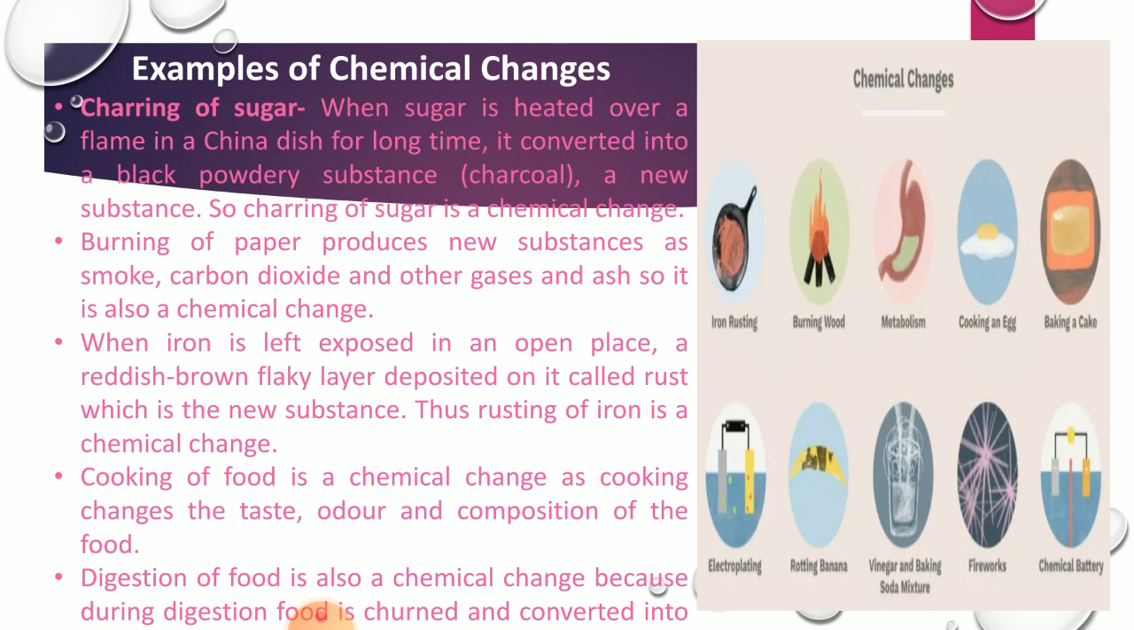After that, we have studied about photosynthesis also. In photosynthesis, carbon dioxide and water react together and form glucose and oxygen. So again, two new substances are formed. So photosynthesis is also a chemical change.